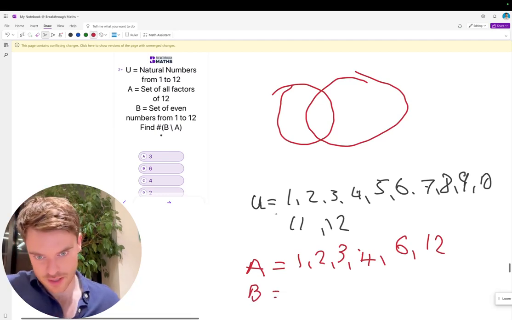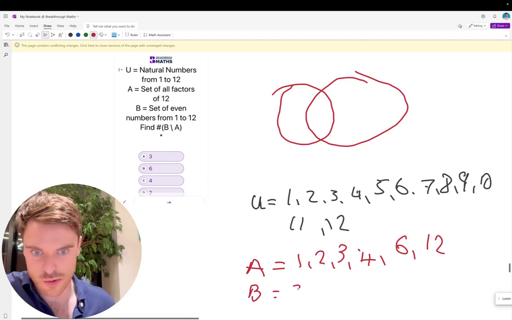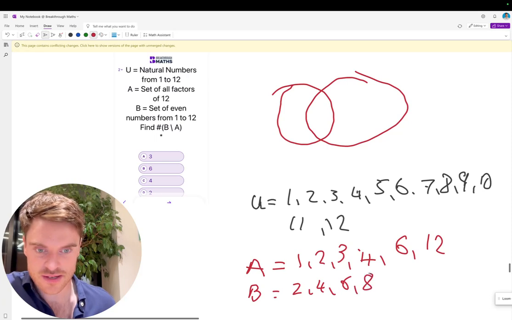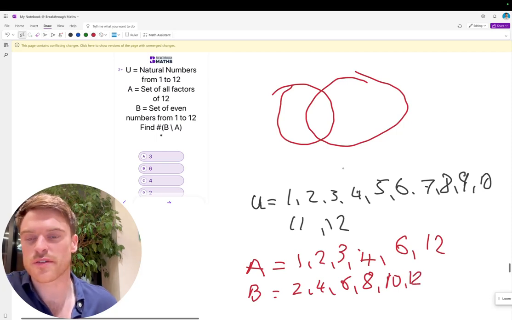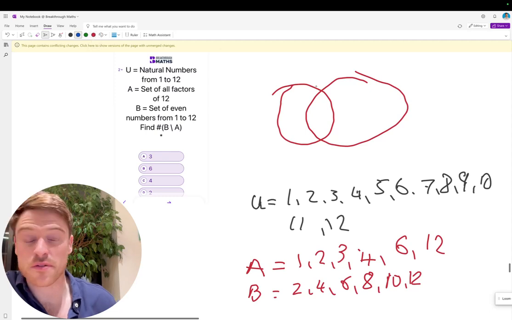For B, the set of even numbers from 1 to 12. What's even? So 2, 4, 6, 8, 10. I wonder if I can lose 12. I'm going to put 12 there for the moment. So, the set of even numbers from 1. I would fill this out then.